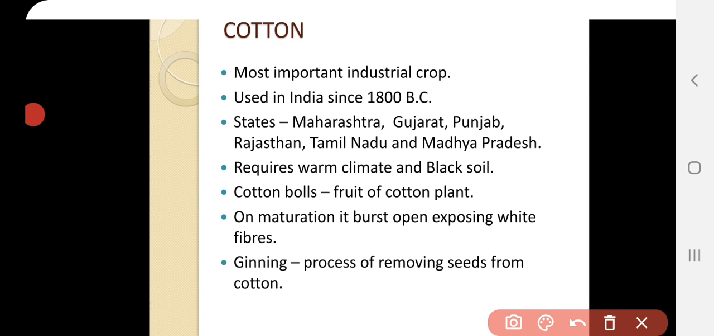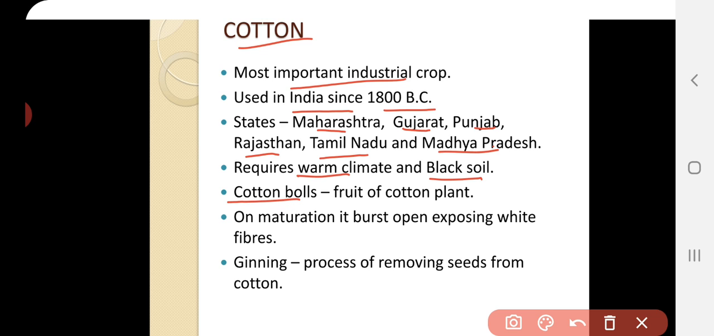First is about cotton. It is the most important industrial crop, and it has been used in India since 1800 BC. So we have been using cotton in our country for a long time. Maharashtra, Gujarat, Punjab, Rajasthan, Tamil Nadu and Madhya Pradesh are the leading producers of cotton. For growing good cotton we need a warm climate and black soil.